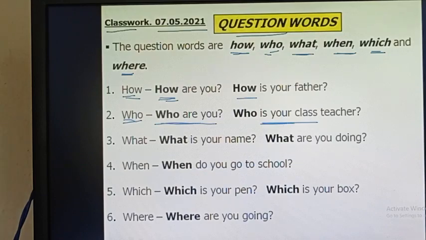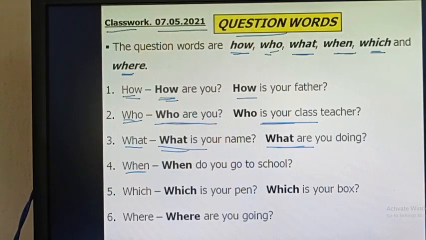All right. Next, number 3, what. What is your name? And what are you doing? What is used to get the answer about a noun. What is your name? What are you doing? The question word when is asked regarding the time.